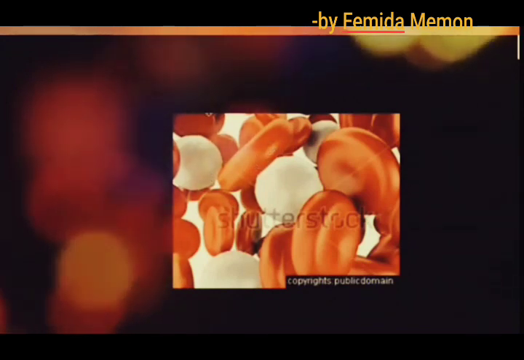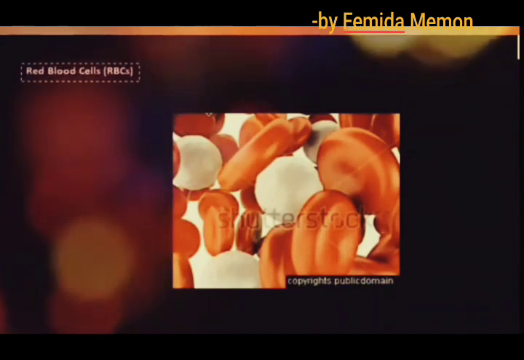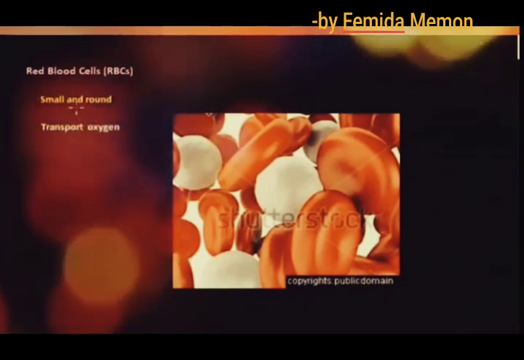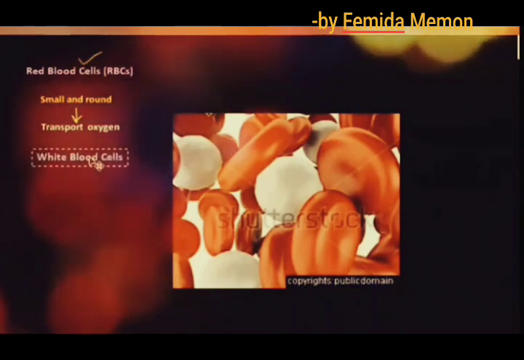These red blood cells, which are also called red blood corpuscles, or RBC, are small and round in shape. Their function is to transport oxygen to all the parts of our body. These RBC present in blood transport oxygen, which is required for the process of respiration, or what we call breathing. Now in the diagram, another cell, that is the white blood cell, is shown.